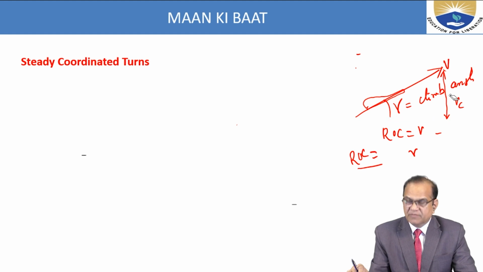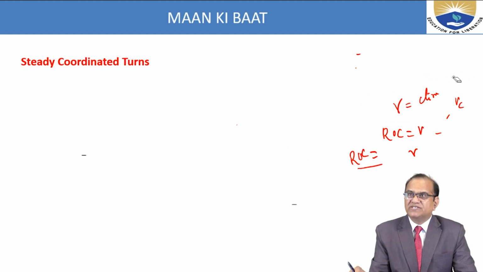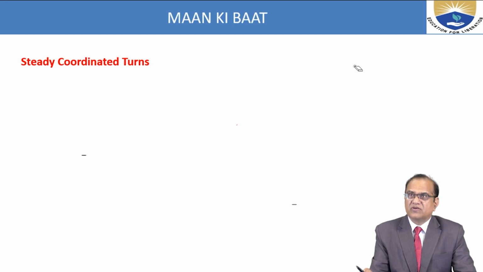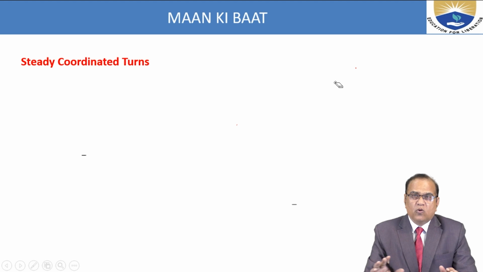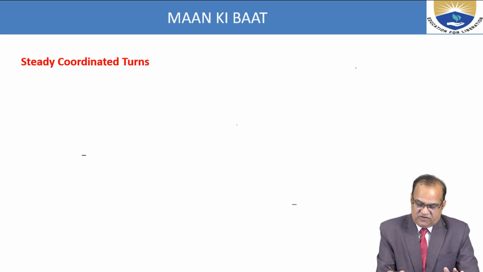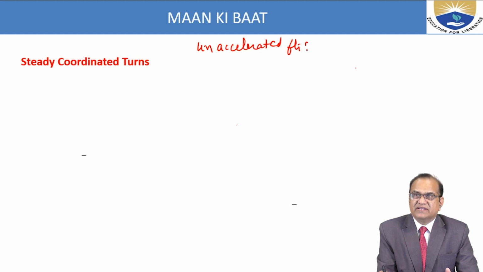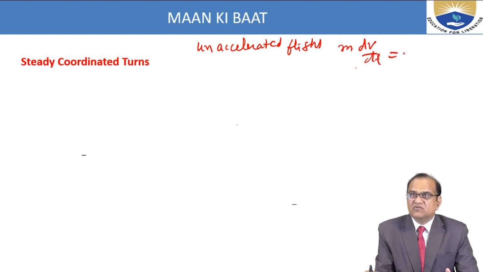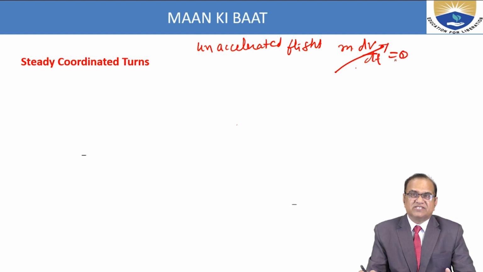Now we will see what is the meaning of coordinated turns, because as of now, whatever we have learned is unaccelerated flight, where we have seen that m dV by dt is equal to 0, because there is no change in velocity and no acceleration. So, these things are 0.